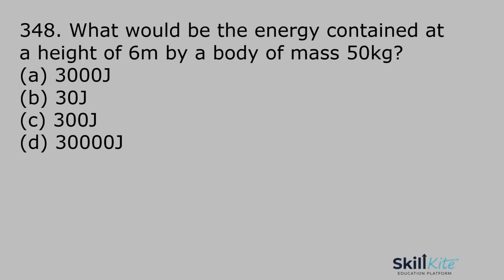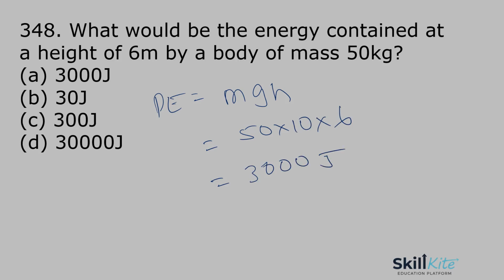What would be the energy contained at a height of 6 meters by a body of mass 50 kg? It is asking about potential energy, mgh. Mass 50 kg into gravity, let it be 10, height is 6. So 3000 joules. Option A.